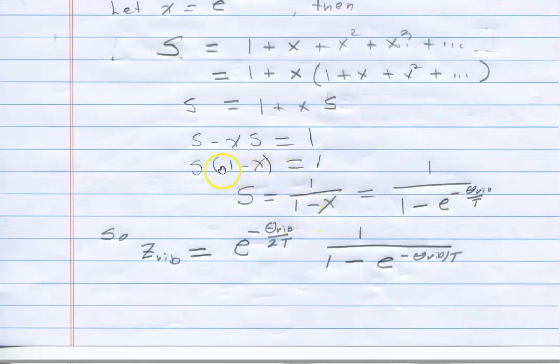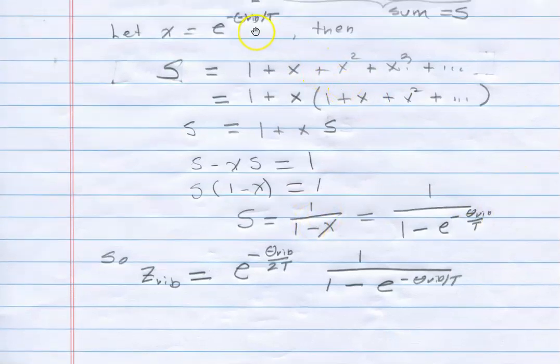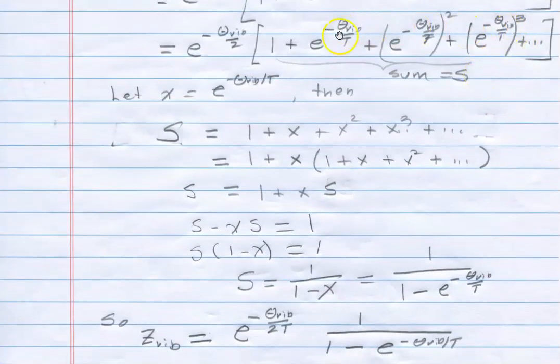And solving for x, take this over to the left side, factor out an s, and then divide through by 1 over 1 minus x. And now I can put back in what the x was, which is this e to the minus theta vibration over T. And I've got that sum. And that's simply this sum here.